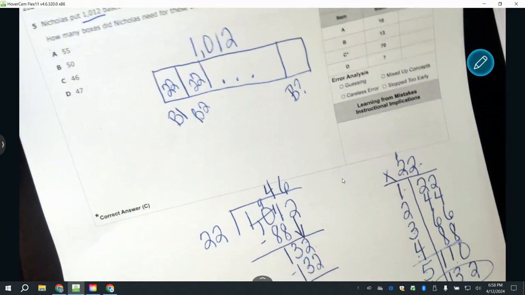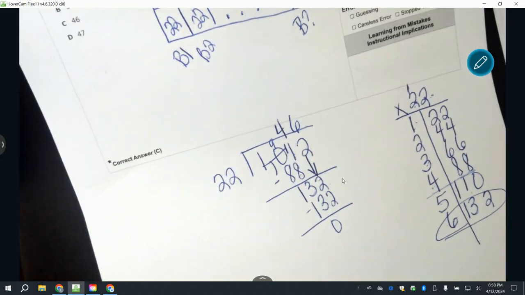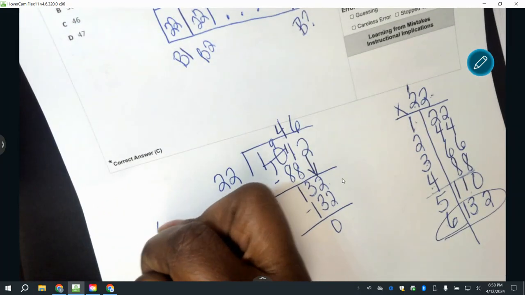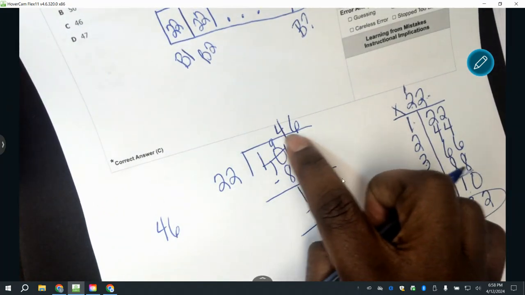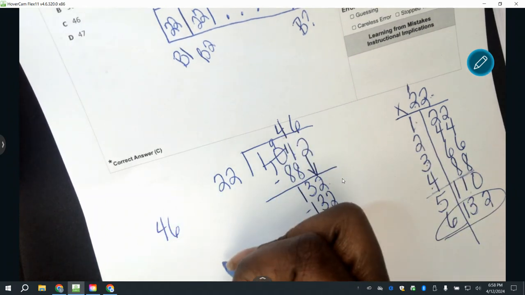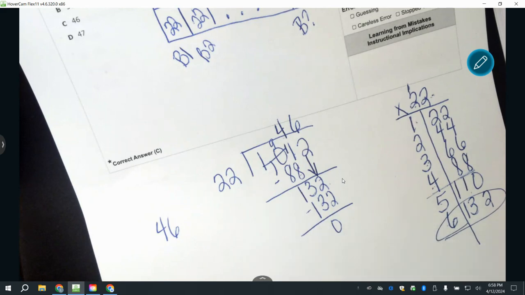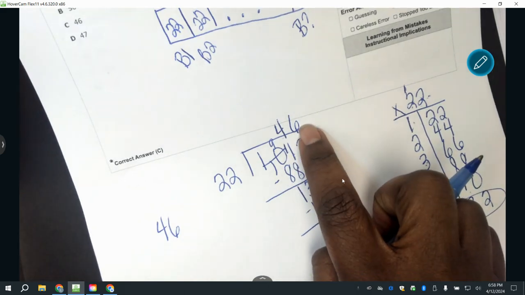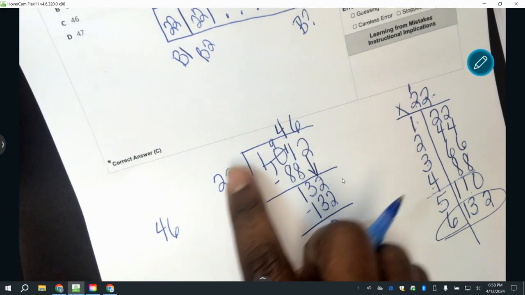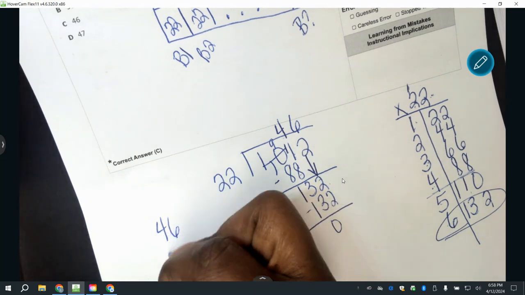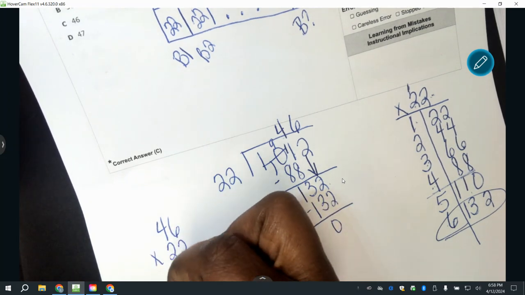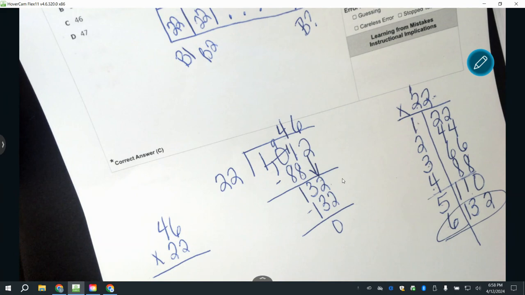I like to say, check yourself before you wreck yourself. All right. So make sure that when you see this 46, when you get your answer here at the top, when you get your quotient, you want to make sure that you go back and check yourself before you wreck yourself. You want to multiply your quotient times your divisor.